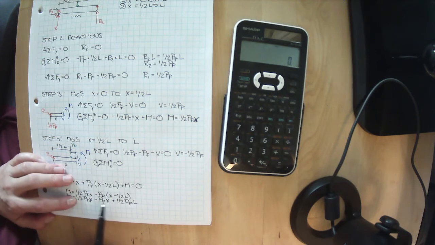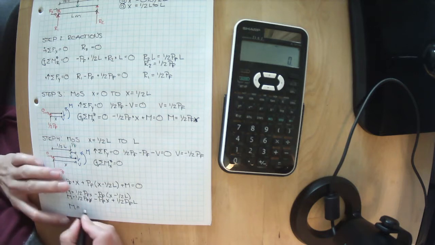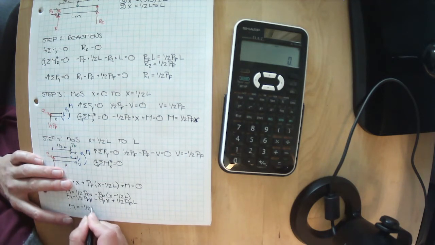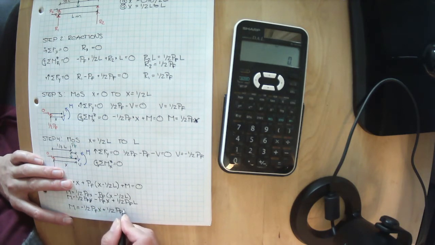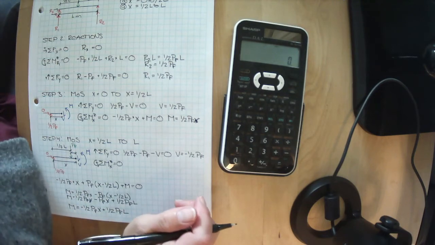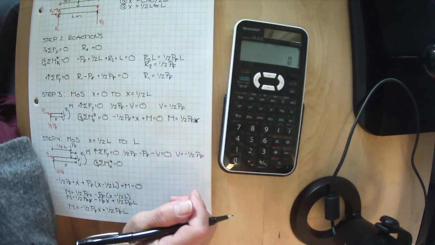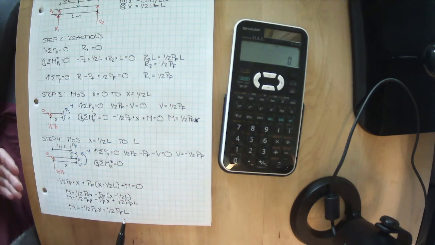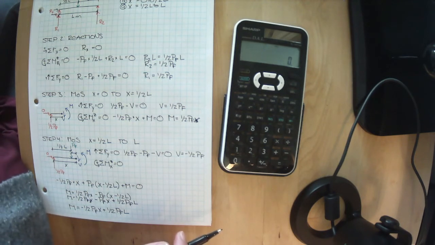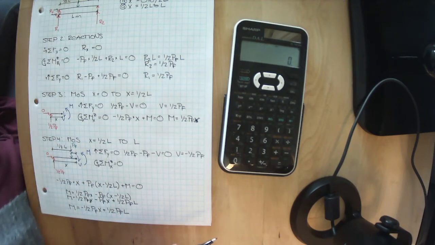Okay, so let's start to pare this down a little bit. We've got 1/2 PFX and PFX. M equals minus 1/2 PFX plus 1/2 PFL anywhere along the length of this beam. And that will give us our value. Great. We've got some equations. We've solved these. We've got our answers for everything.